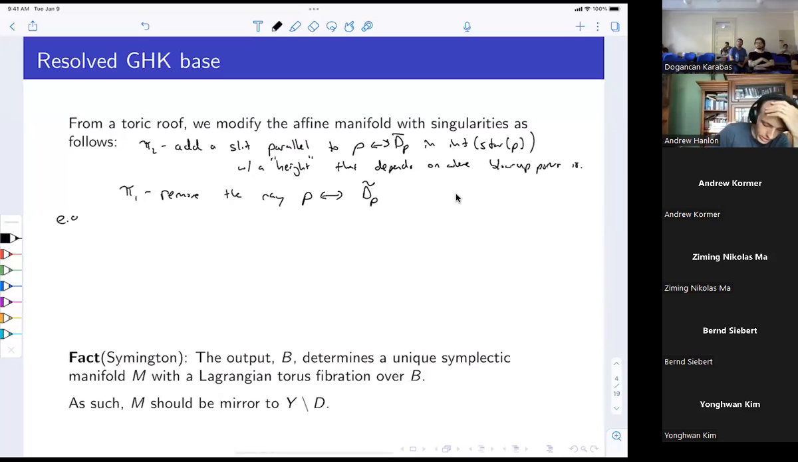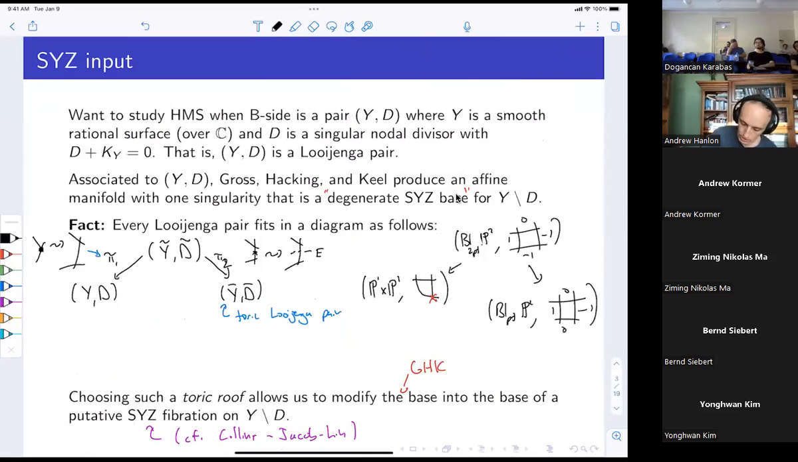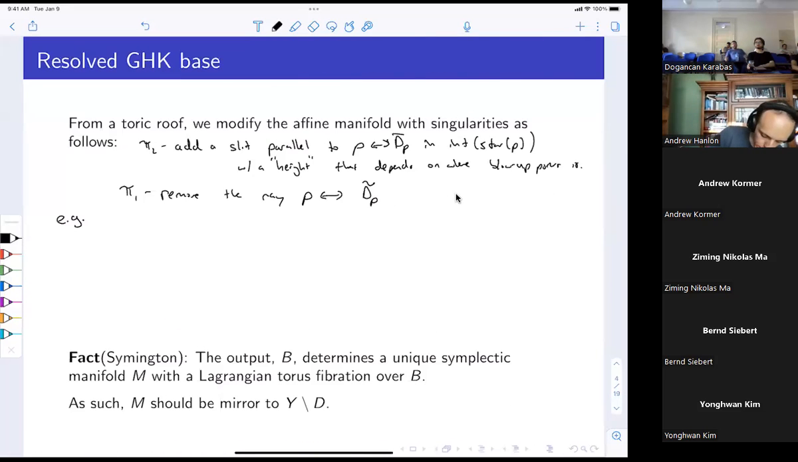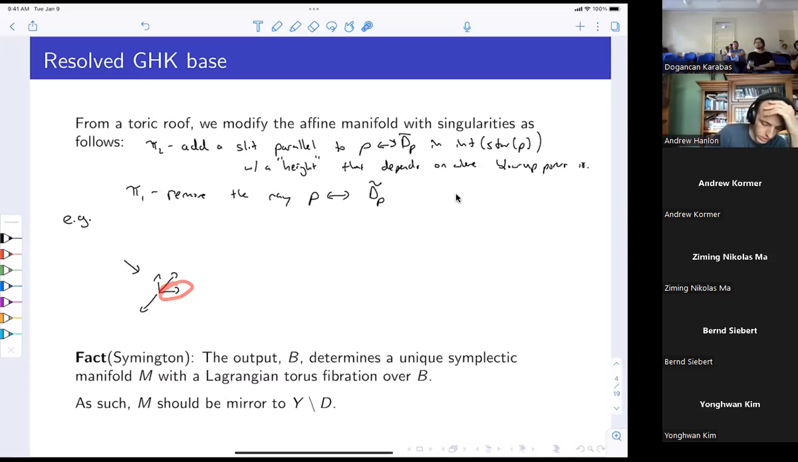Okay, so let's do an example just to make this clear. If I go back to this example that I had here, I start with the blow up at a point of P2. So I have my toric picture that looks like this. I'll draw it the same way I did. Then first I'm going to look at this operation, where I want to blow up on this component here. So what I'm going to do is add a slit to the affine structure somewhere in the star of this ray. So I can put it like this.